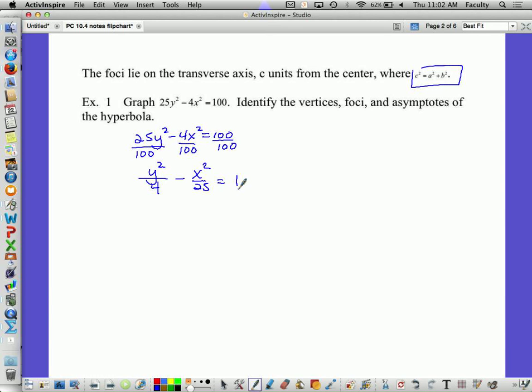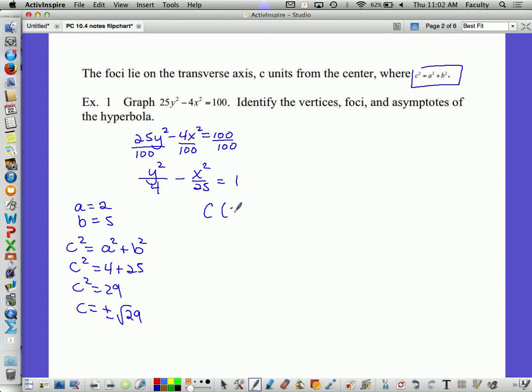All right, so now we're going to identify A and B. So Stephanie, what do you think A is? 2? You're right. All right, Sophia, what do you think B is? 5? Fantastic. So we're going to find C by doing C squared equals A squared plus B squared. So this would be 4 plus 25. C squared is 29. So C is plus or minus the square root of 29.